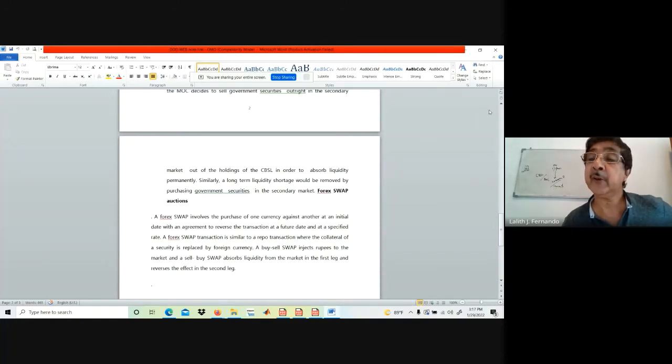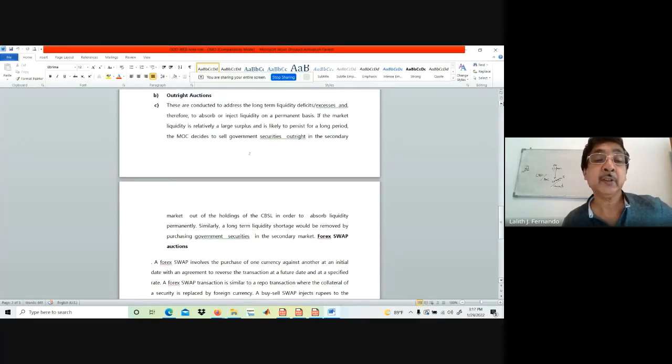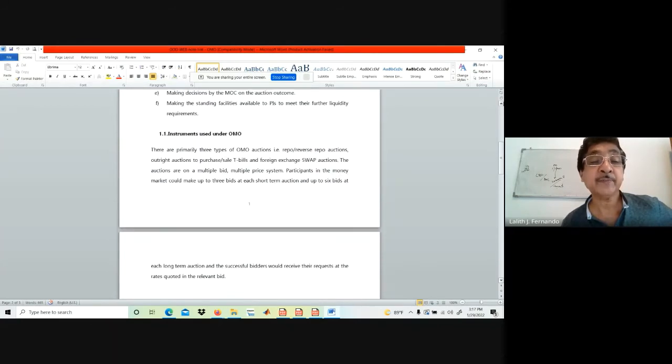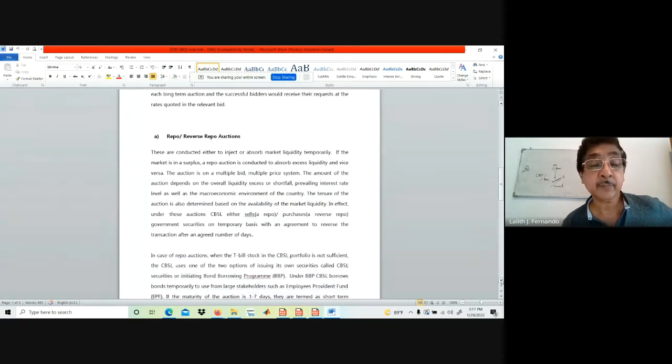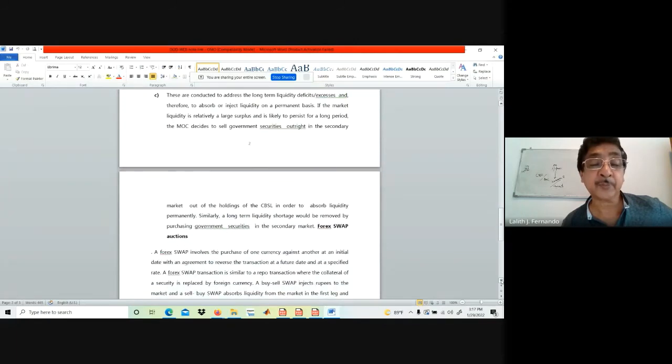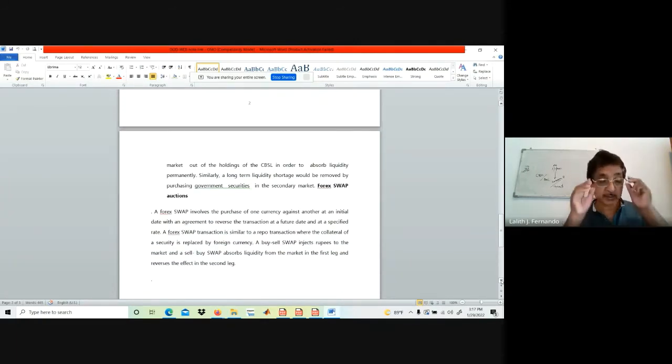So then, if I put it in a brief format, under the open market operations, you will have repo and reverse repo auctions. Then you might have outright auctions with government securities. Then you have forex swaps. These are the three instruments which are in use in operations of open market. Under the open market operations, the intention of the central bank is to stabilize the call money market and the foreign exchange market.